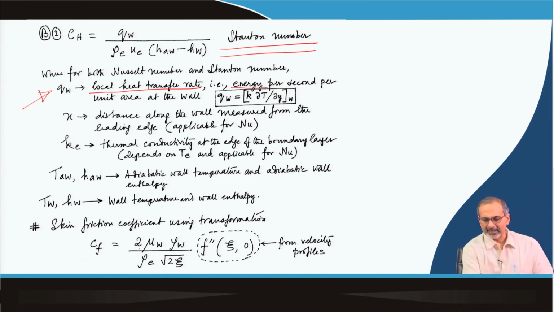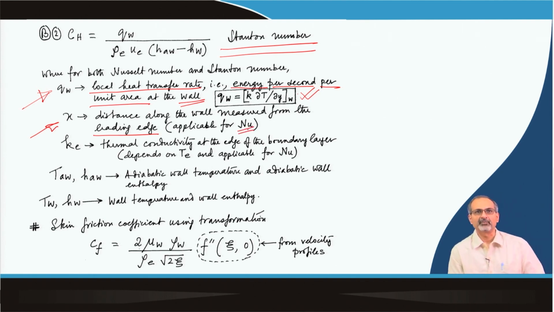So, this is basically energy per second per unit area which is being exchanged at the wall. Either the wall is getting heated from the flow or the wall is losing heat to the flow, and by definition QW is K times del T del Y at the wall, K being the thermal conductivity. What is x, which figures in the Nusselt number definition? It is the distance along the wall measured from the leading edge of the body. This is only applicable for the Nusselt number, not the Stanton number.